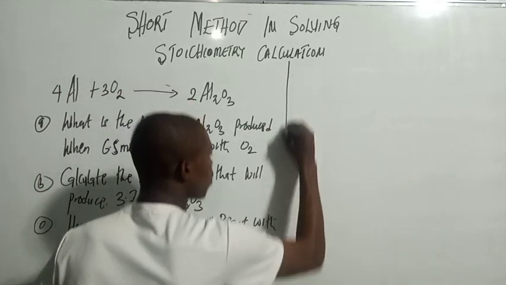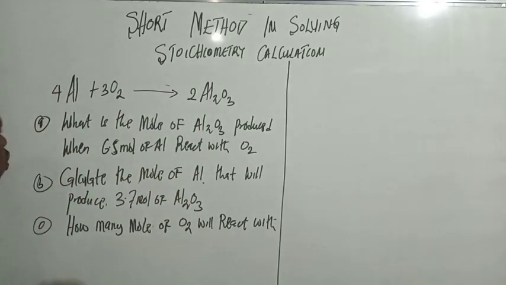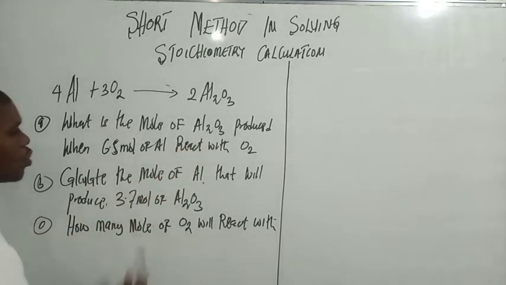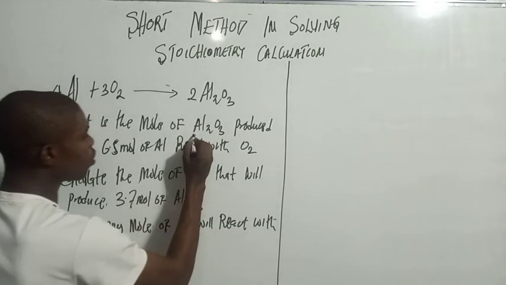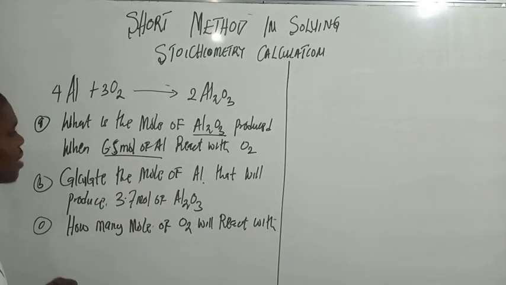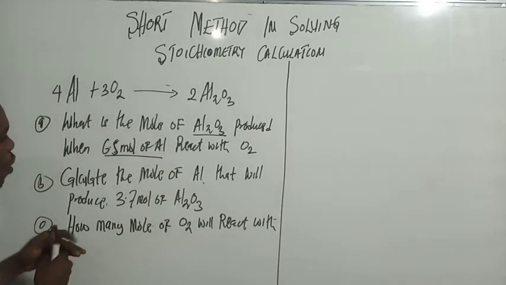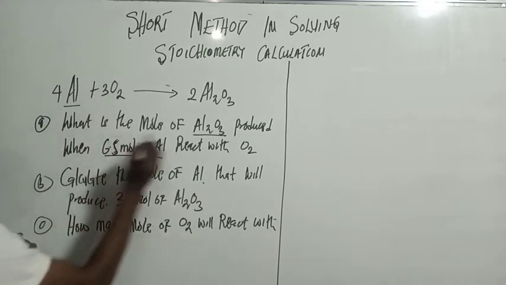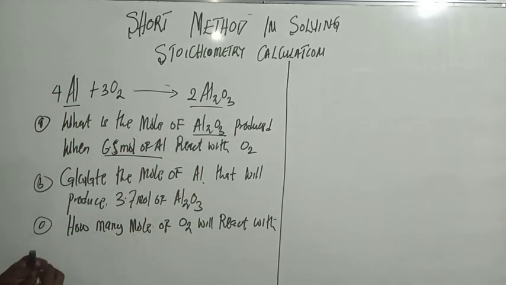I'm going to solve the question here. So what is the mole of Al2O3 produced when 6.5 moles of aluminum react with oxygen? Look at something here. They're asking about the moles of this compound, and here is the moles of this compound here. Do you get that? So I'm going to focus on my moles. So I'm focusing on this one and this one here. So these are the balanced moles.